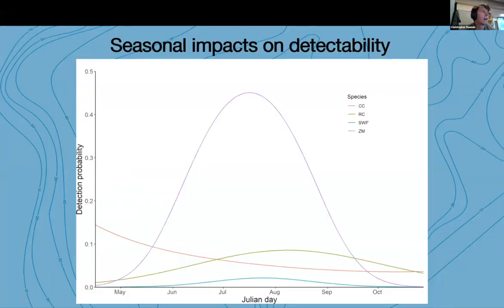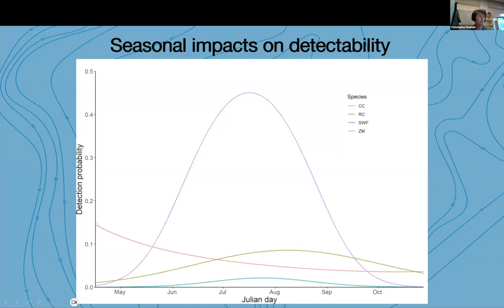So jumping right in to some of the results here, this is a graph showing the seasonal impacts on detectability. So you can see common carp is this red line over here. Rusty crayfish is the green line. Spiny water flea is the lowest kind of line here in blue, and then zebra mussels are this purple line. And so if you remember back to when I was talking about how we expected species to have varying probabilities of detection based on their life history, this graph fits our hypotheses really well about this.